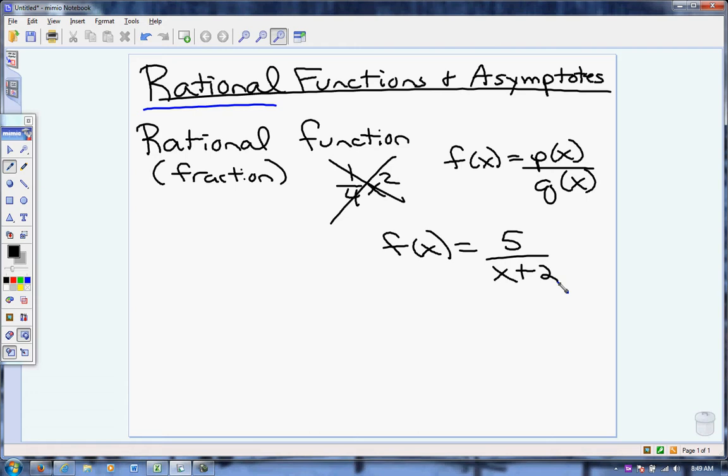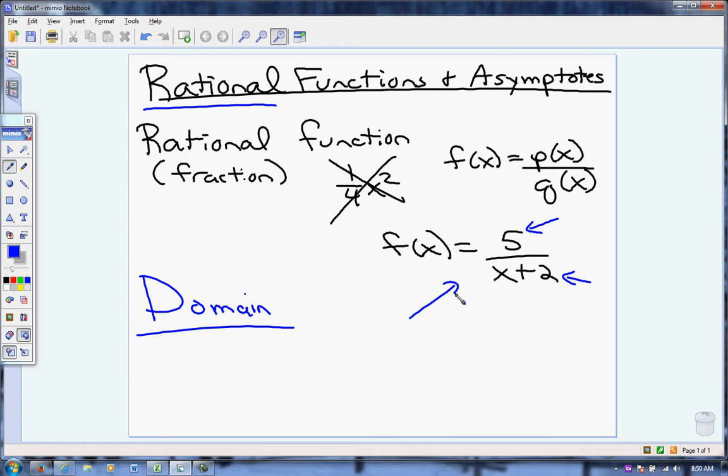That's a very common rational function, that type of situation where we have just a regular constant number on top, and then we've got some type of function on the bottom. All right? So that's what we mean by a rational function, a fraction function. And anytime we have these, if you remember, in the fall we spent a lot of time talking about domain.